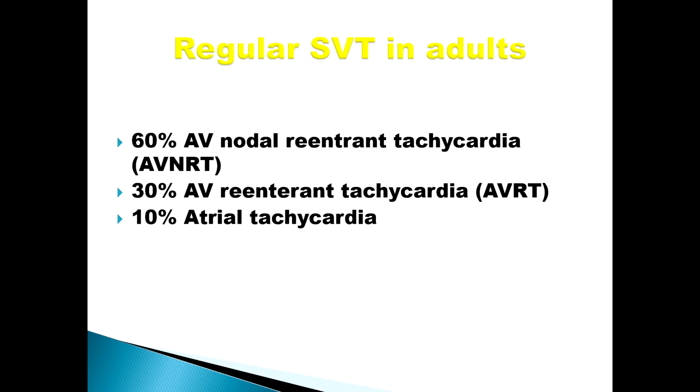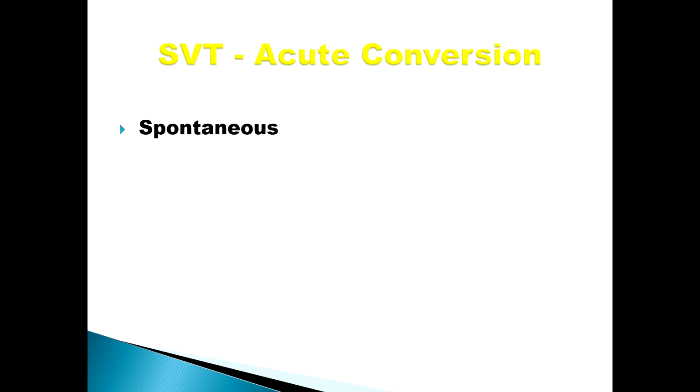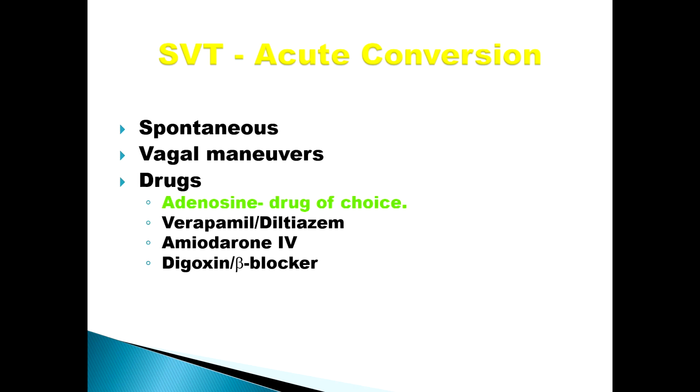Another hint is that WPW is a congenital phenomenon. That's why there is a history of racing from childhood. So 60% is almost AVNRT, 30% is AVRT, and approximately 10% is atrial tachycardia. Spontaneous conversion bhi ho jata hai.